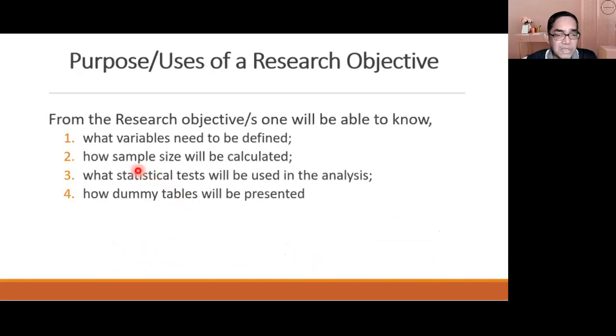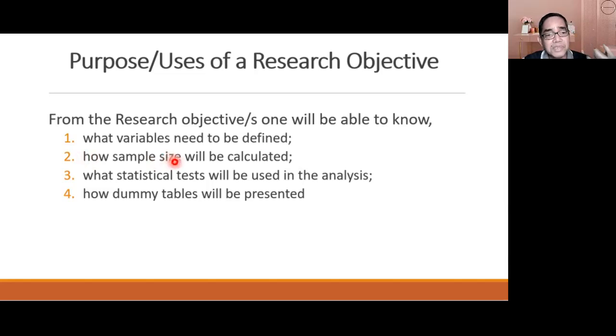So these are the uses of the research objectives. As we said, from the research objective, everything will follow. So from the research objectives, one will be able to know what variables you need to define. Later on, when you start making a proposal, you will have to define the variables. And it is actually from the research objectives that you identify the variables to be defined. We will have a lecture on operational definition, and we will also mention this again.